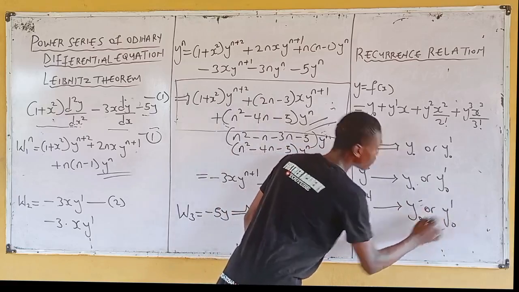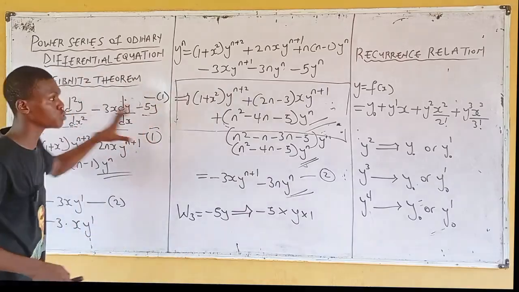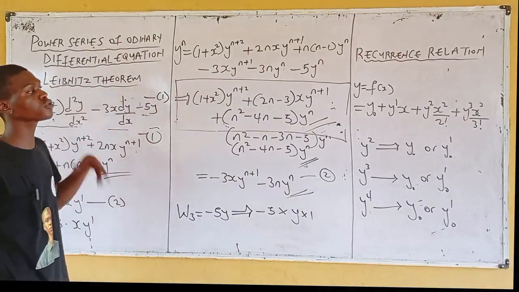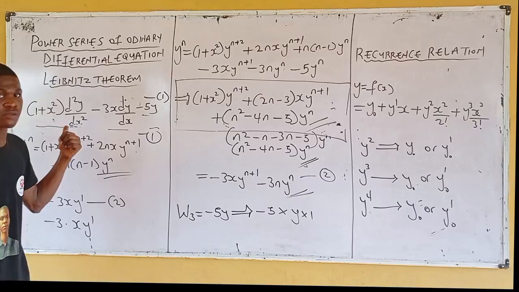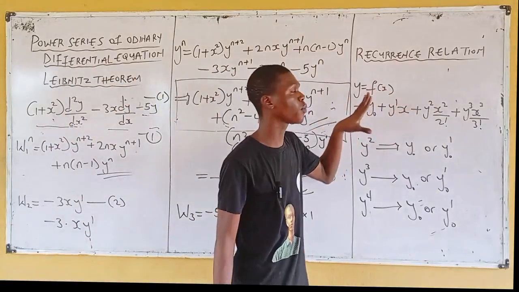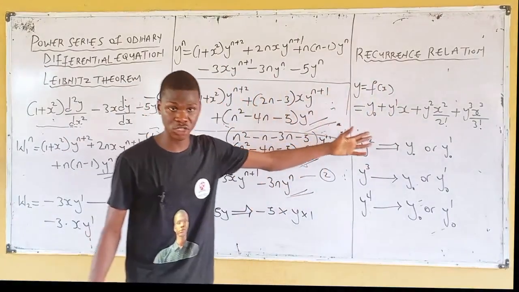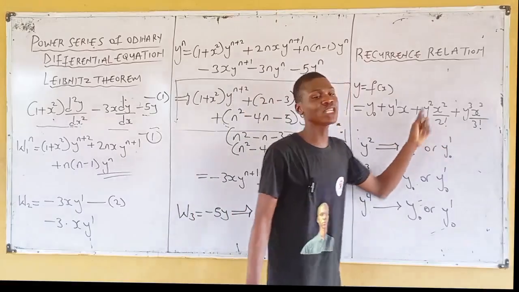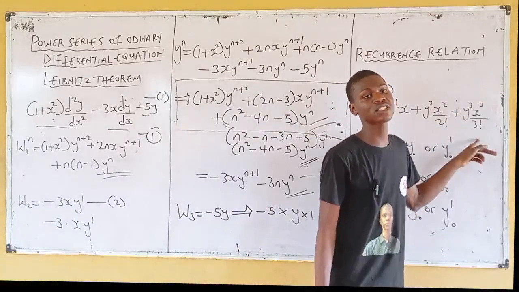So what do we mean by recurrence relation? We are saying that you'll be given this differential equation, and you want to write a series solution for it. To write a series solution for a differential equation, you need a recurrence relation. Given this series solution, I need y2, meaning the second derivative of y, and I need y3, the third derivative of y.